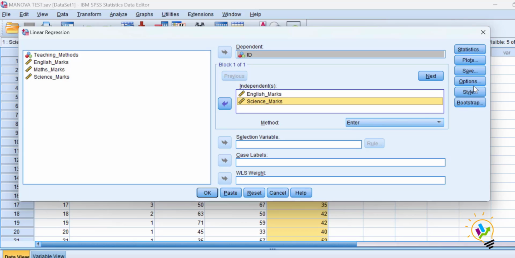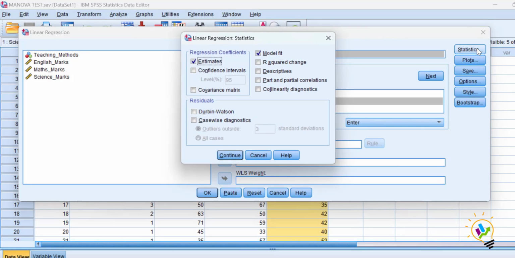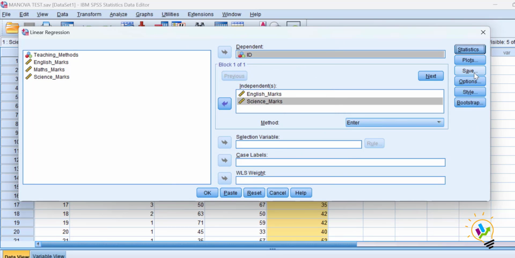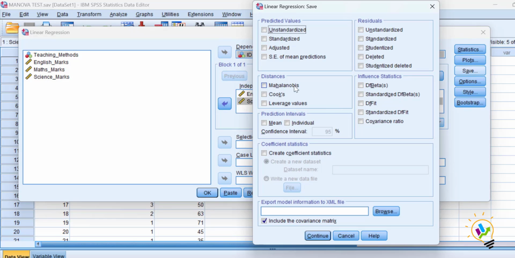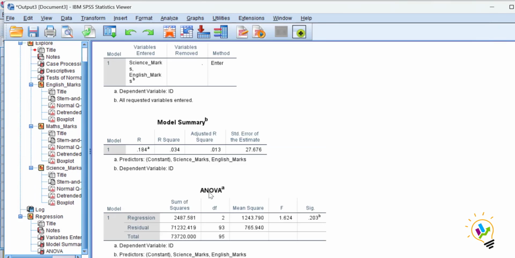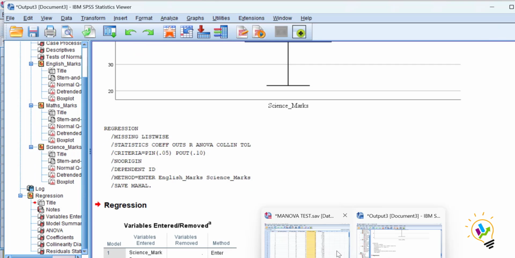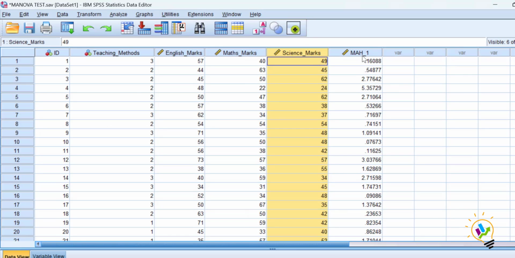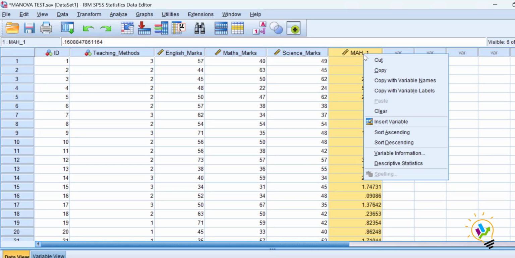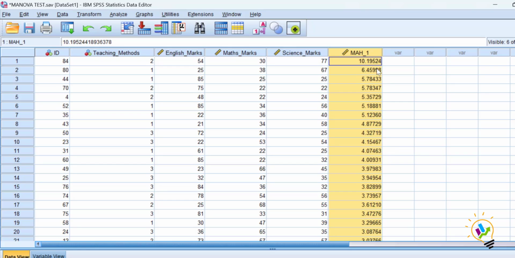Here you can go to Statistics. In Statistics, select collinearity diagnostics. Click Continue and Save. In the Save button, select Mahalanobis distance. Only the important one I am showing you, Mahalanobis distance. Click Continue and click OK. Now in the data we will have the Mahalanobis distance value. Now make it descending, so we get the highest value on the top.